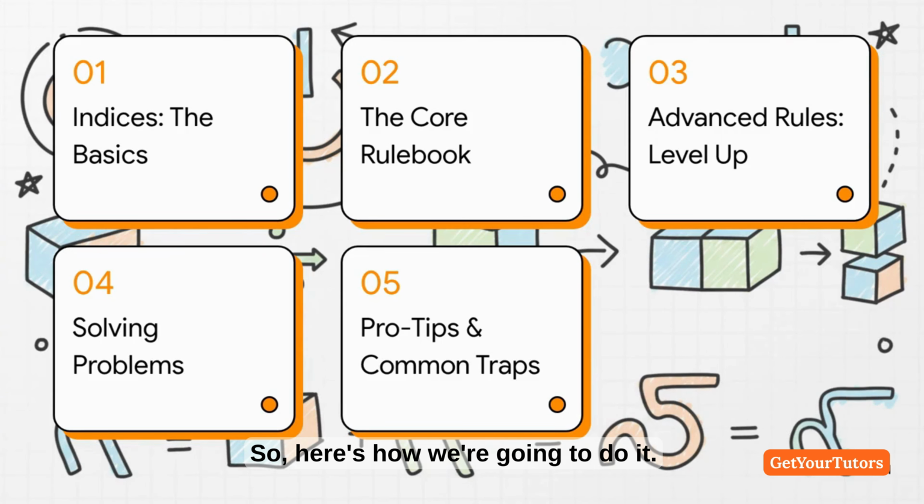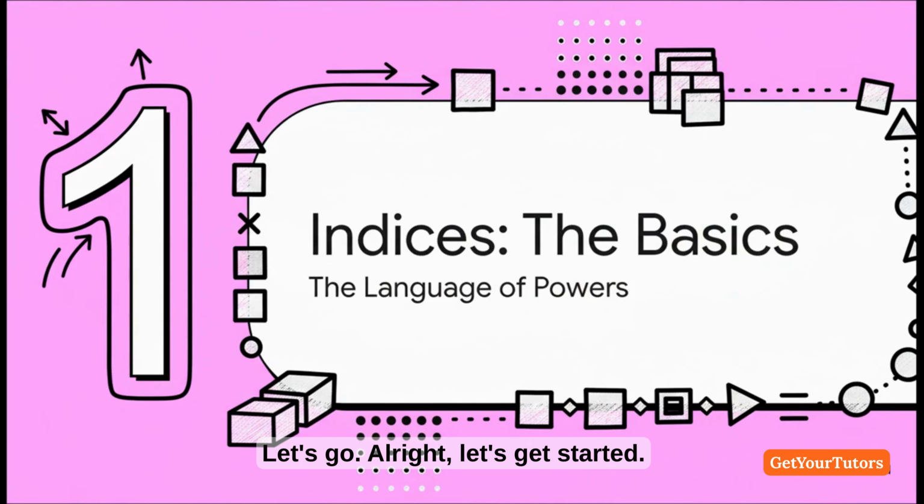So, here's how we're going to do it. We'll start with the absolute basics, just to make sure we're all on the same page. Then we'll build our core rulebook. After that, we'll level up with the advanced rules. Then the fun part, we'll solve some real problems step by step. And finally, we'll cover the pro tips and common traps to avoid. Let's go. All right, let's get started.